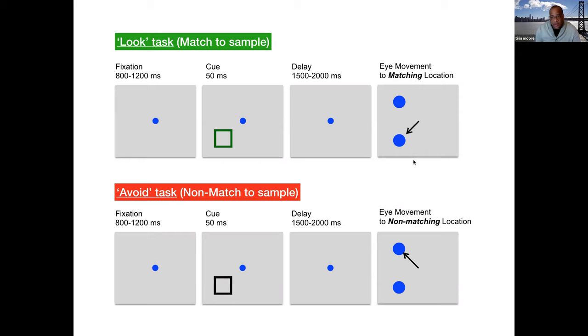And monkeys performed the two tasks in alternating blocks of trials and were cued as to which rule was enforced by the color of the cue. Also, because they were blocked, even if they didn't heed the color of the cue, the reward would also be a signal for which rule was enforced, but they generally use the cue.